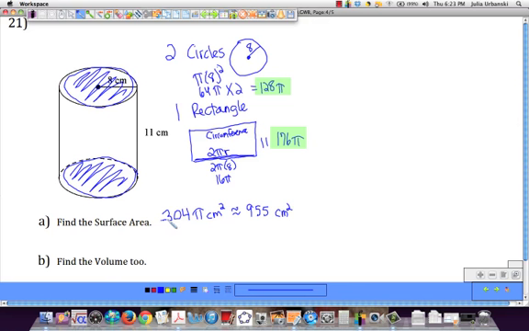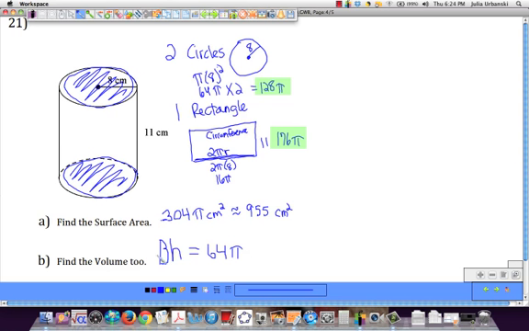For the base area, it's the circle, base area times height. You're not going to divide by 3 because there's not a point. It's not getting smaller and smaller. So the base area we already figured out is 64 pi. This one circle is 8 squared, 64 times pi. So it's 64 pi times the height of the cylinder, and the height of the cylinder is 11.